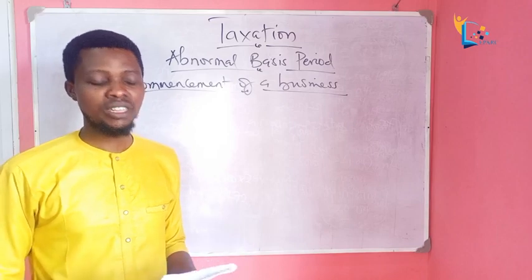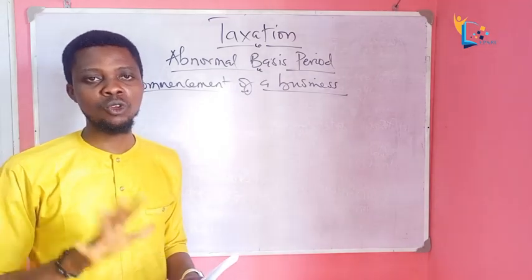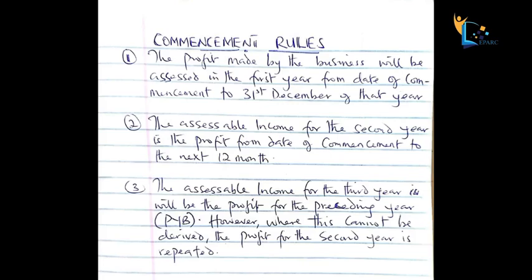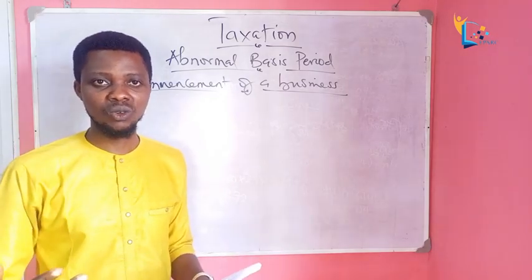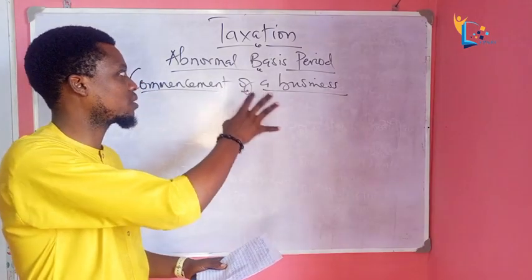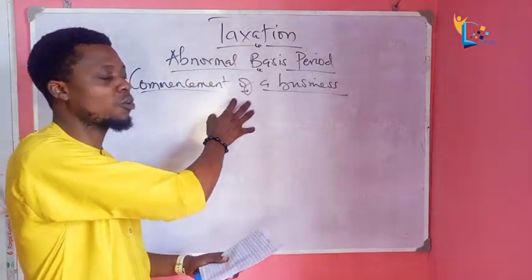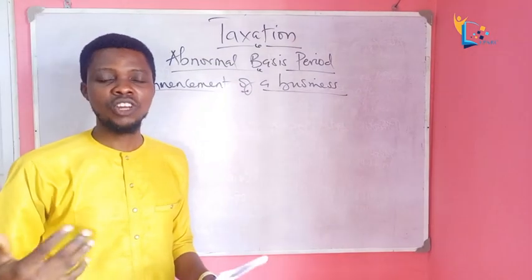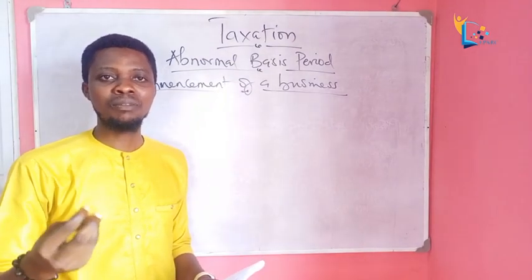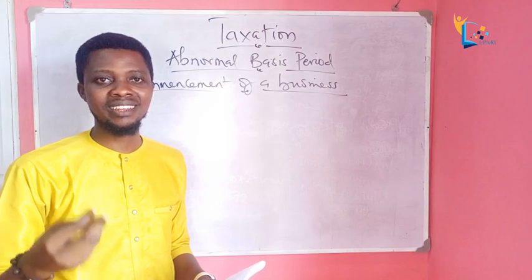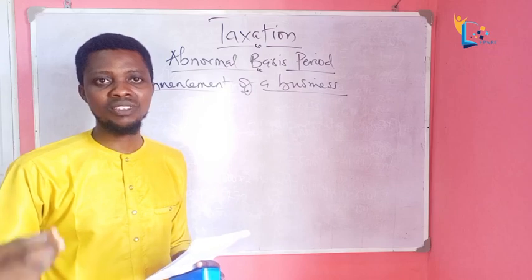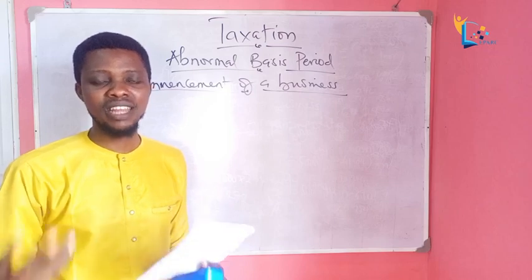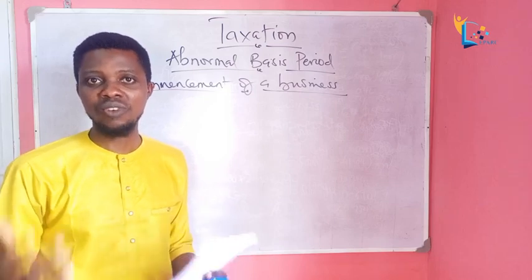Now, there's what we call the commencement rule. I'm going to share it on the screen and also post it on our Facebook page so that you have access to it. When we say commencement, under the abnormal business period, we're trying to say how the profits of a business that has been in operation for the first 3 years are apportioned so that they can be taxable. That's what we're trying to find out here.